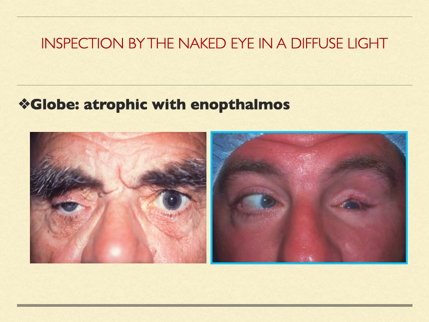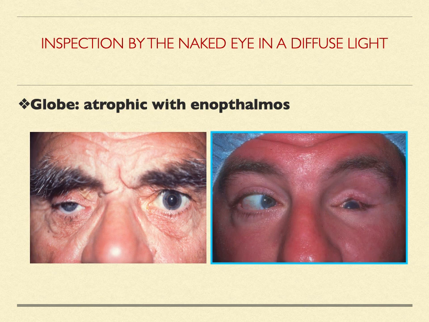Again, by inspection with the naked eye, we can see the difference between both eyes. On the left side, this is a male patient, and we look at the left eye, we can see ptosis, but this is not actually ptosis, this is a pseudoptosis, because the eyelid is dropped down because the globe inside is small or atrophic, so there is no support for the eyelid. That's why we call it pseudoptosis, and this is an enophthalmos seen as a pseudoptosis.